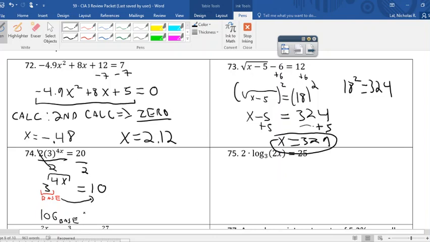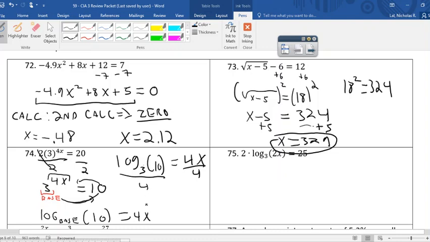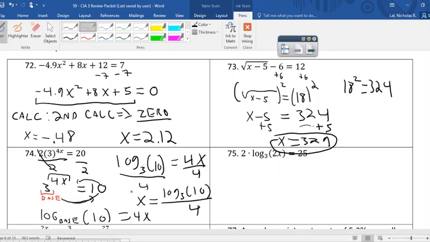So you have the base, and then you go across the equal sign, 10 is equal to 4x. Putting it all together, you will have log, the base of the logarithm is 3, of 10 is equal to 4x. To isolate x, we divide each side by 4. So x is equal to the log base 3 of 10, divided by 4. And that is the answer.